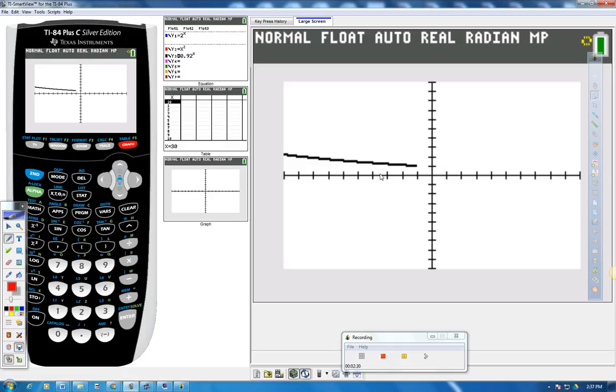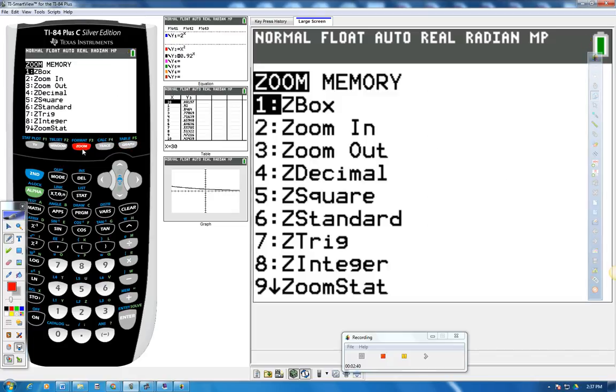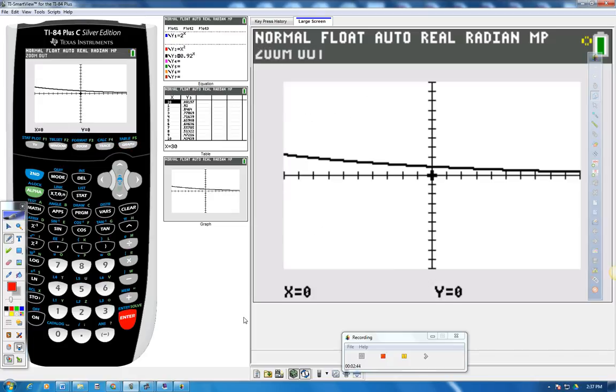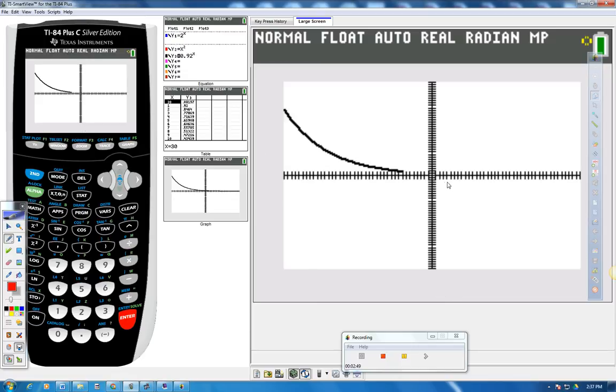And I could adjust my window here so you can see more of the graph, or zoom out. You can see it's not going to touch the x-axis. I'll go ahead and zoom out. So zoom 3. So you can see just what the exponential decay looks like.